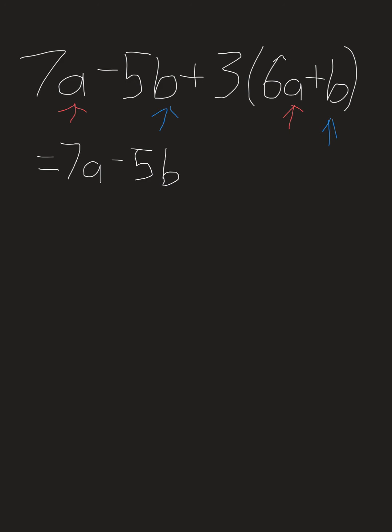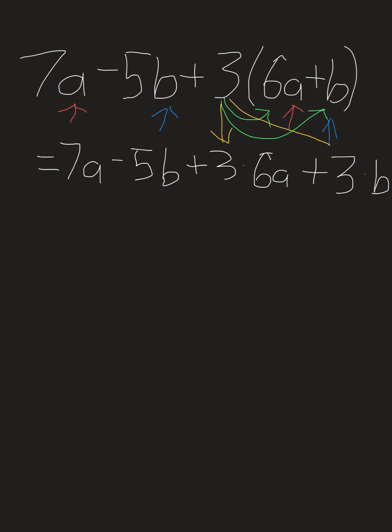The distributive property goes like this. So if we're going to do the distributive property, it's going to be 3 times 6a, this is a 6, plus 3 times b. Do you see how it distributes? The distributive property distributes like this. Sense or no sense? Sense.